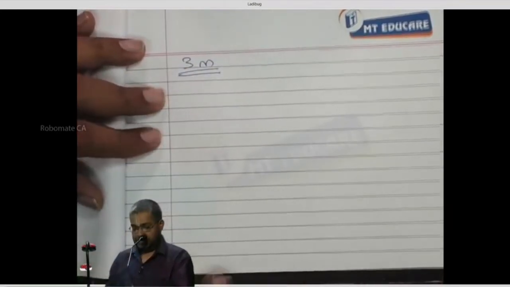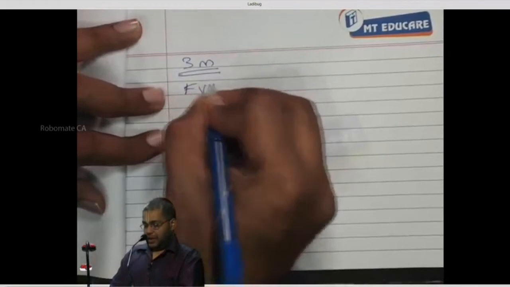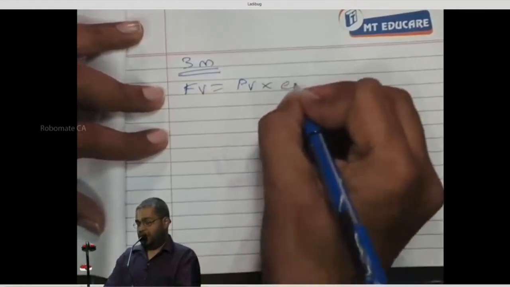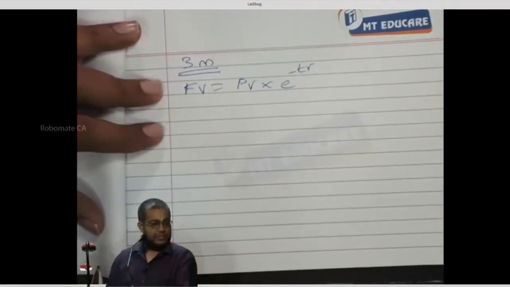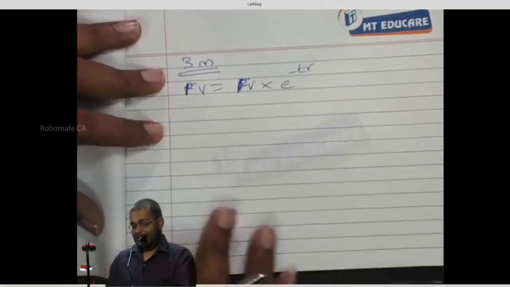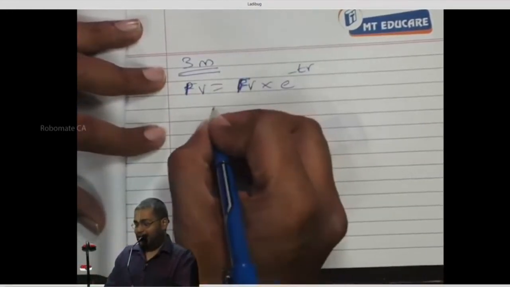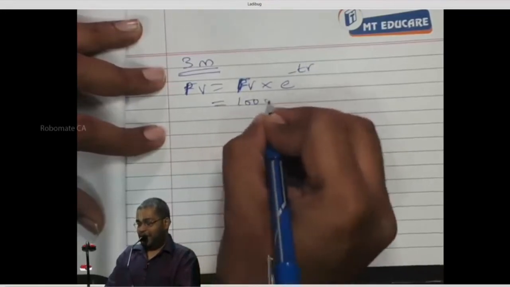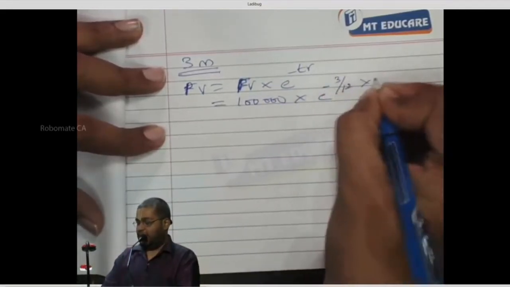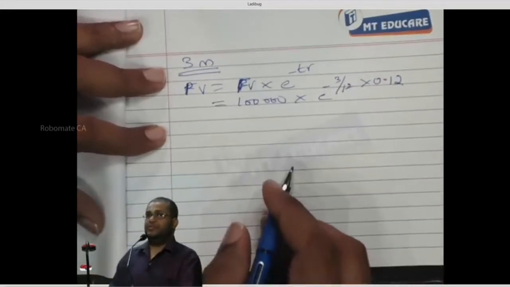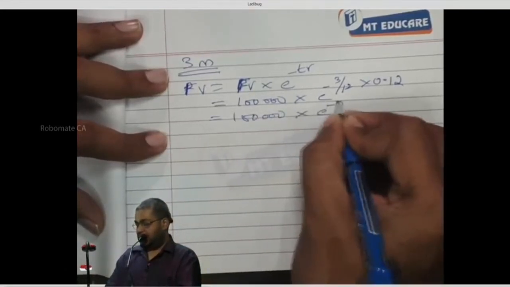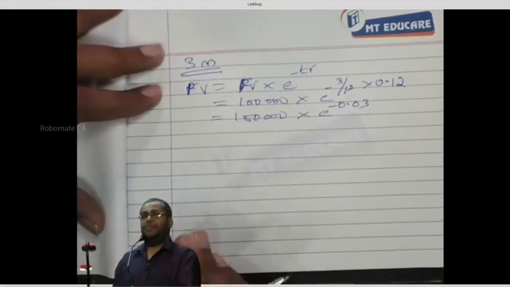Please, 3 months. Future value is equal to present value into e power minus tr. Present value is equal to future value into e power minus tr. Can I proceed? Now continue further. What is the future value? 1 lakh into e power minus, how many years here? 3 by 12 years, into r which is 0.12. Now it is 1 lakh into e power minus 0.03.